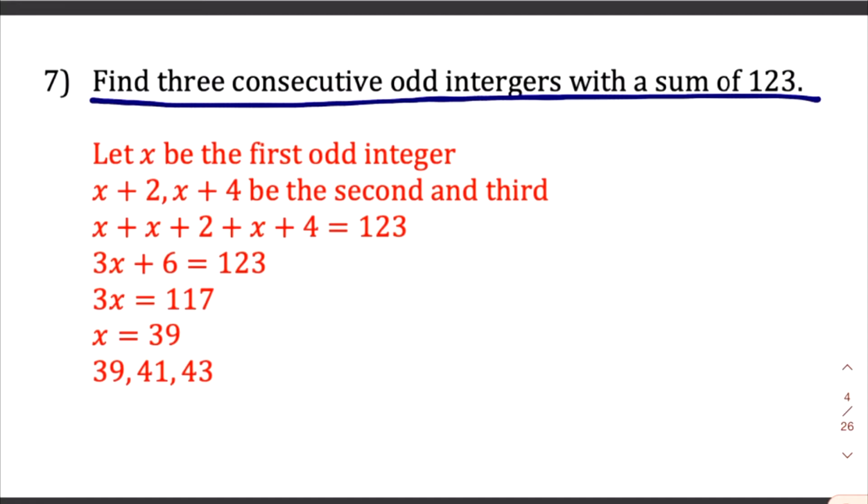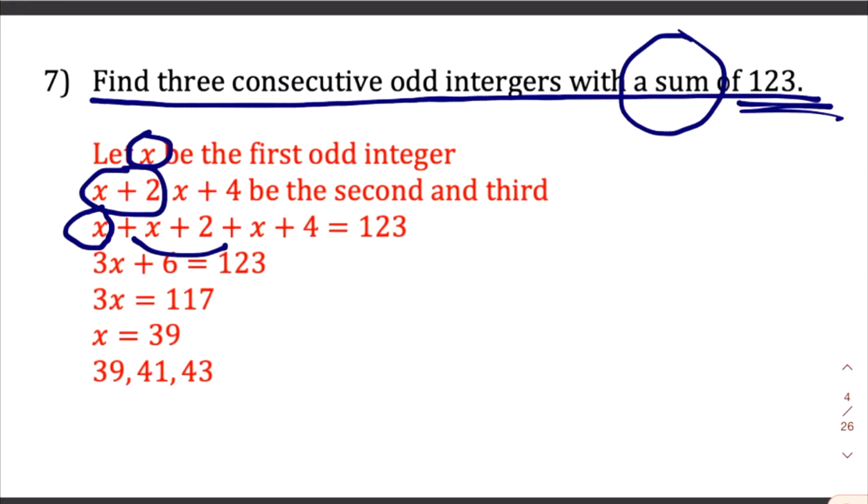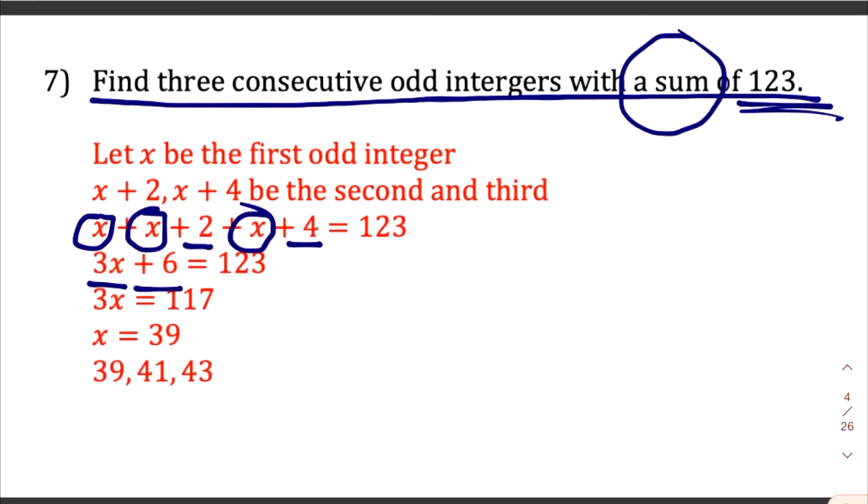Now, the sum of all of this is 123. So you put x, which is the first one, plus x plus 2, which is the second one, plus x plus 4, which is the third one, equals 123. Okay, now we have set our equation. We need to solve it. Add x to x to x, you get 3x. Add 2 to 4, you get 6. This is what we call simplifying, collecting like terms, okay?